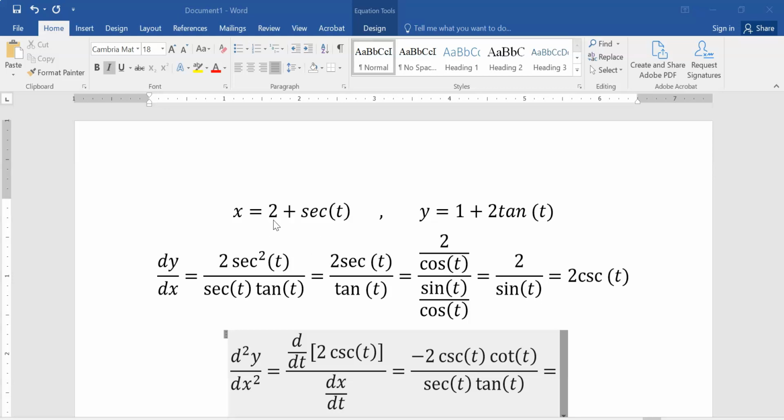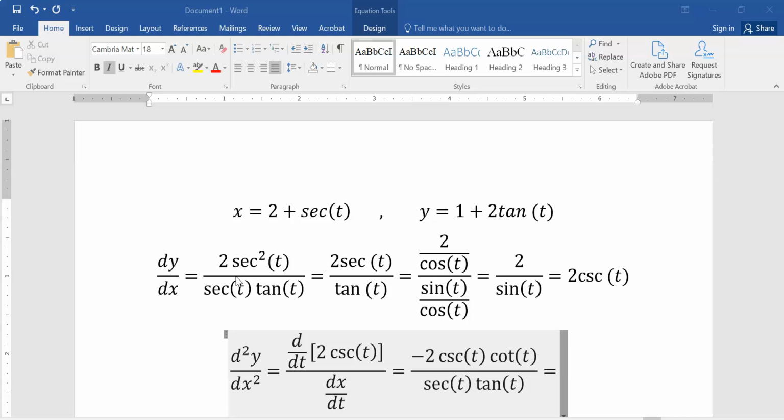So here we go. We have x equals 2 plus secant t, y equals 1 plus 2 tangent t. First derivative of y: well, 1 is going to go away when I take the derivative, plus 2 times tangent t. The derivative of tangent is secant squared, so it's going to be 2 times secant squared of t. Similarly, when you take the derivative with respect to t of x, the 2 goes away, plus secant t. The derivative of secant is secant times tangent, so you get secant t times tangent t.